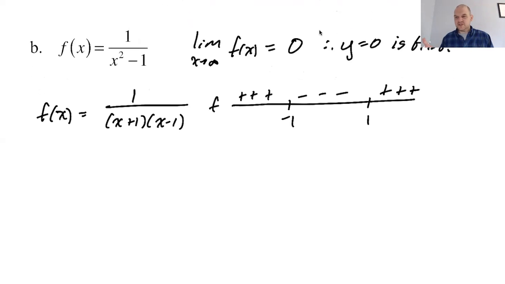Some people find that risky. I mean, as long as you're doing it right, you're going to get it right. But if you're not sure, test the regions. Like plug in 0, plug in a billion, plug in negative a billion.